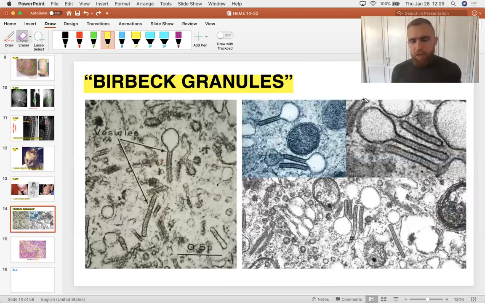That is almost as easy as remembering my middle name. Nothing else that I've ever seen in 2 years of medical studies looks anything like this. So Birbeck granules.